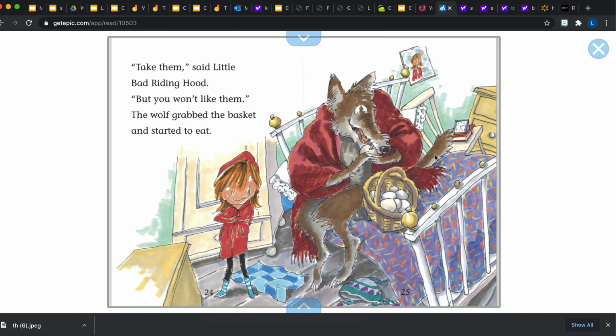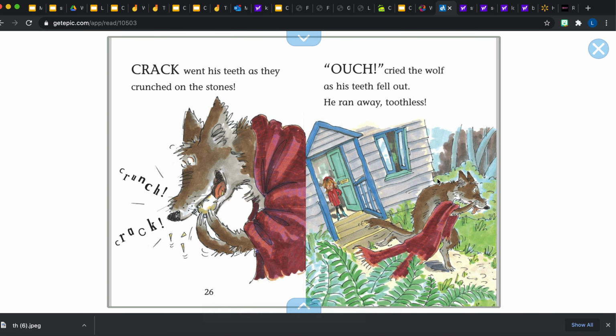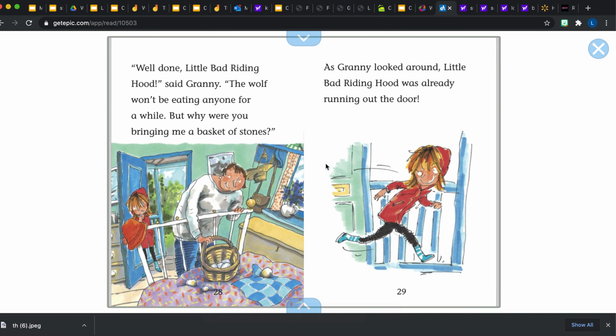"Take them," said Little Bad Riding Hood. "But you won't like them." The wolf grabbed the basket and started to eat. Crack went his teeth as they crunched on the stones. "Ouch," cried the wolf as his teeth fell out. He ran away toothless. "Well done, Little Bad Riding Hood," said Granny. "The wolf won't be eating anyone for a while. But why were you bringing me a basket of stones?" As Granny looked around, Little Bad Riding Hood was already running out the door.